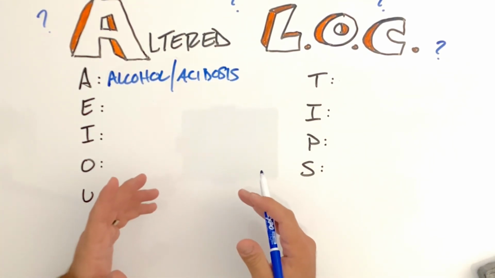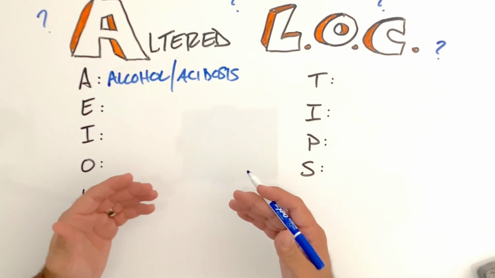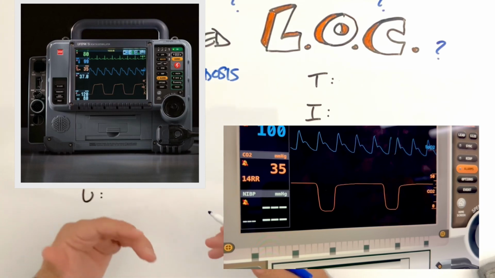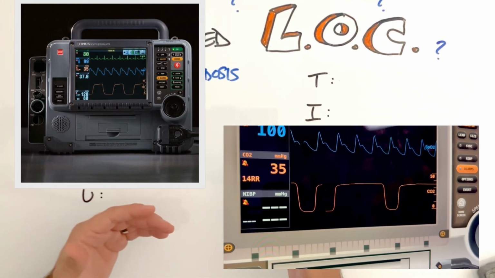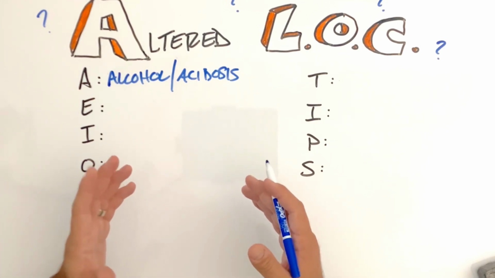Obviously, the acidosis could be caused from tachypnea. We're going to put our patient on end-tidal CO2 waveform capnography. We're going to listen to lung sounds. We're going to look at the patient's respiratory rate, all those different things, and see if that's causing it.